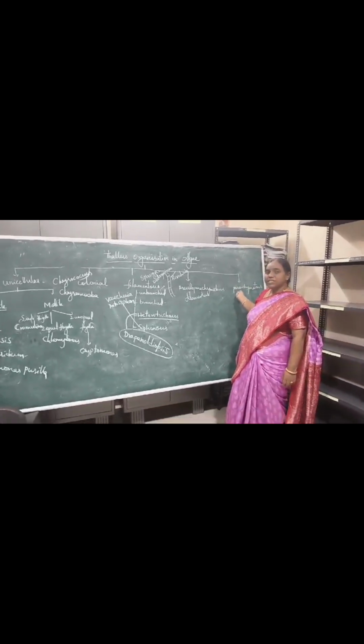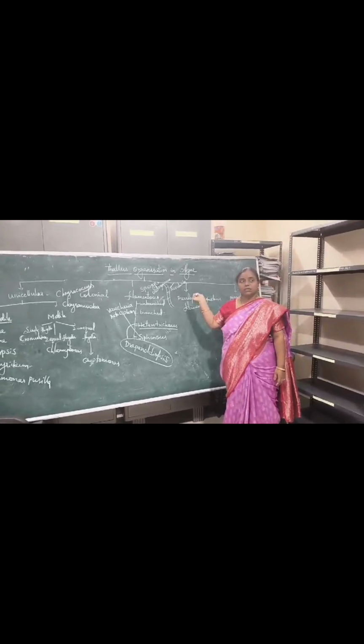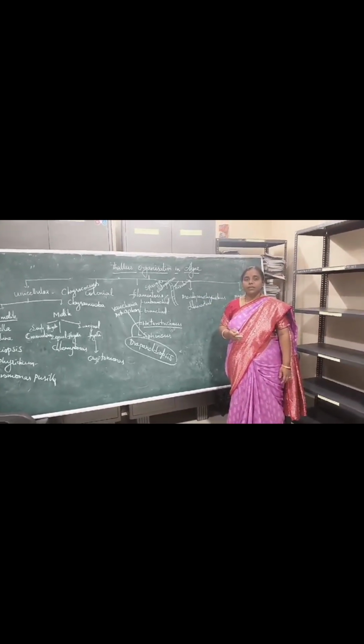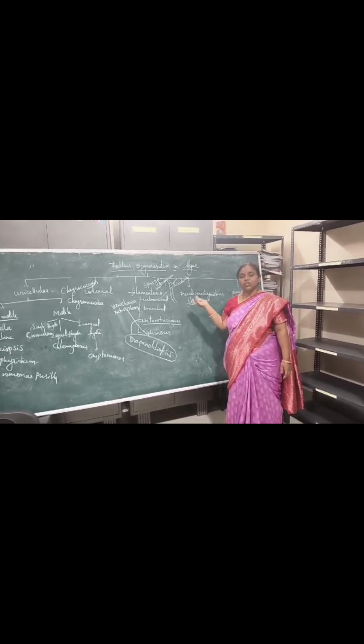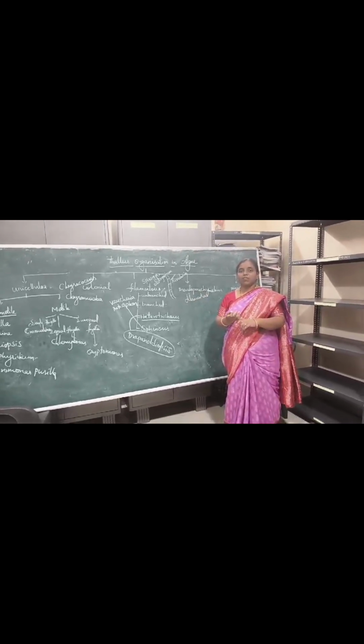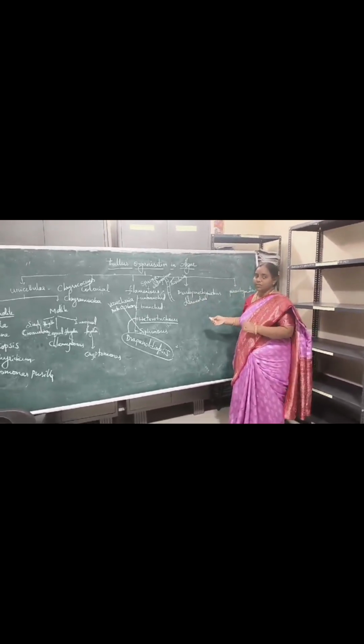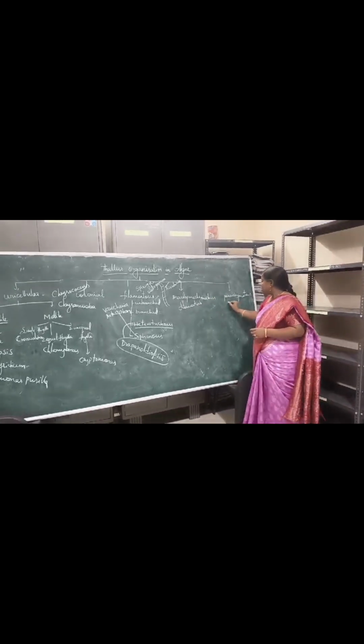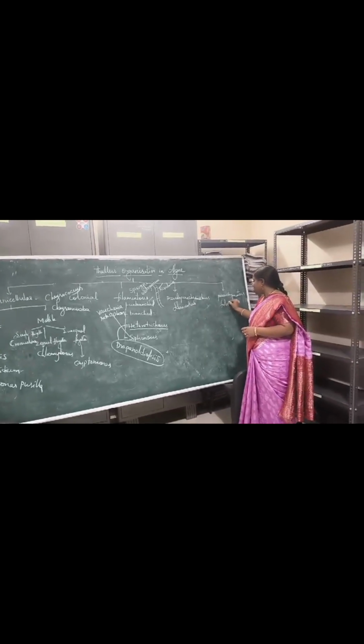So next we will see parenchymatous thallus. Here the thallus is made up of parenchyma. Generally tissues are absent, but it looks like foliose, a leaf-like thallus. That's why it is called parenchymatous. Tissues are absent in algae. So that is called foliose thallus.